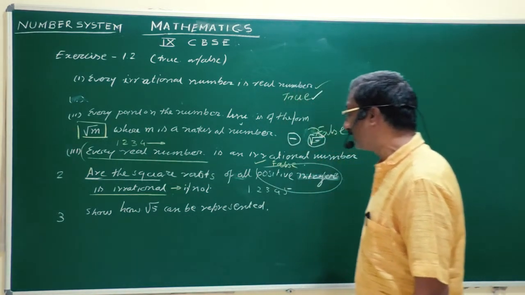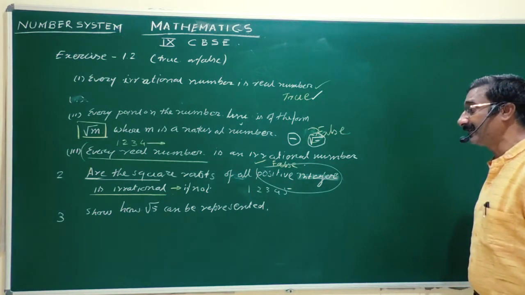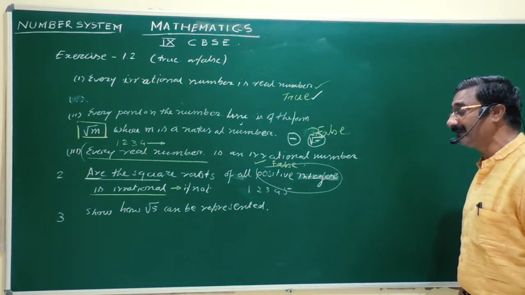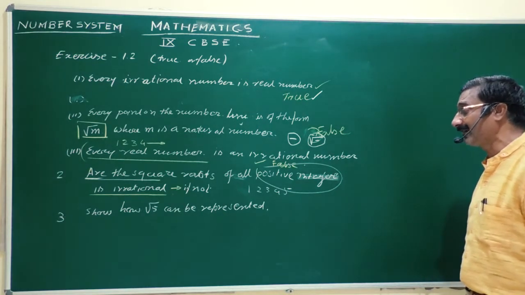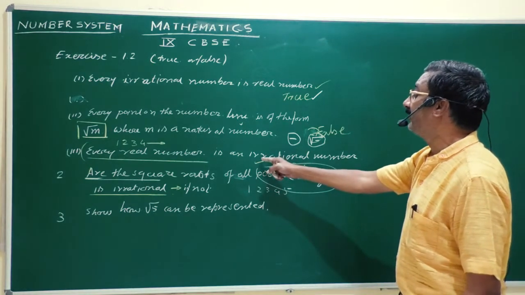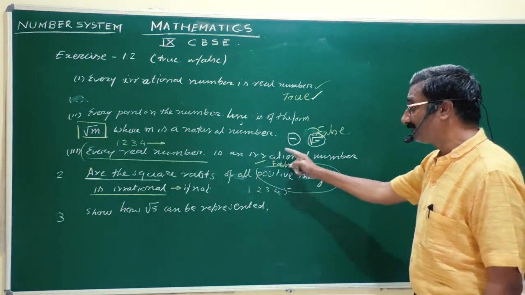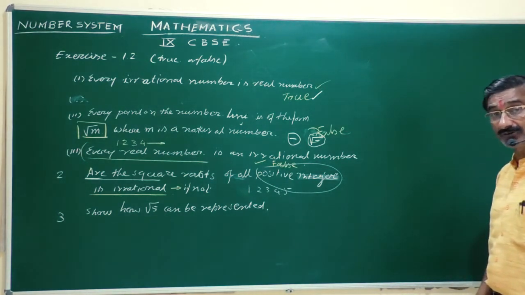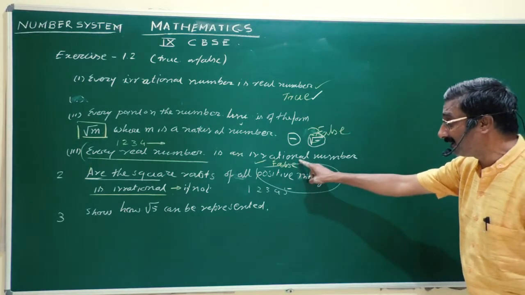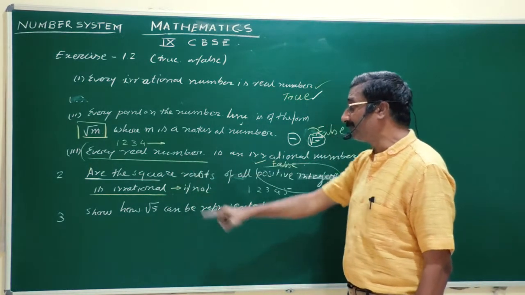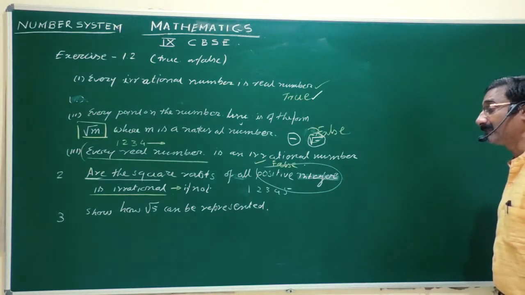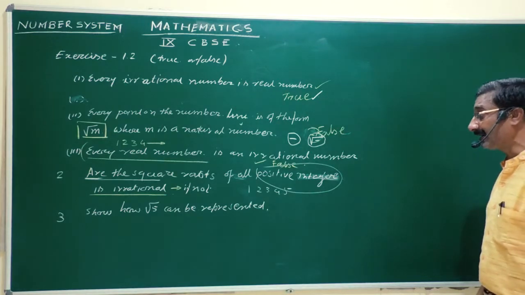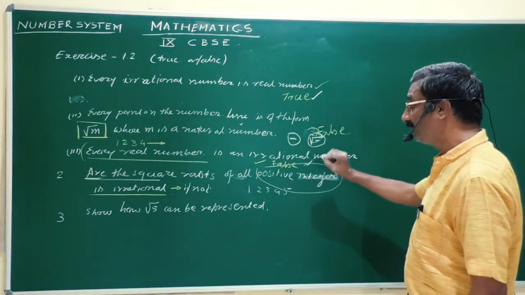Third one, every real number is an irrational number. Is this statement correct? Every real number means all the numbers -1, -2, 1, 2, 3, 4, 5 and all the numbers, they are irrational. Now irrational means those numbers which cannot be written in the form of p by q, where q is not equal to 0. The real numbers are including all the plus and minus as well as 1, 2, 3, 4, 5, means all rational numbers and all irrational numbers. So this statement is also false.